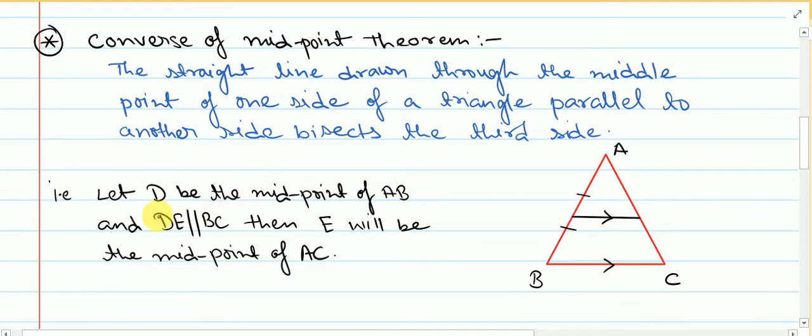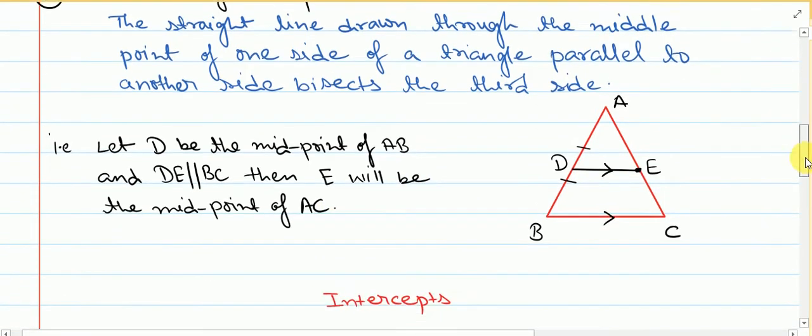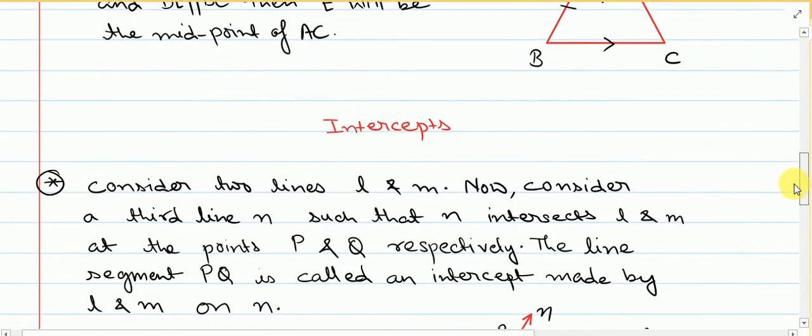Okay, so in short we can say, suppose here we mention D and here E. So let D be the midpoint of AB, and we are drawing DE parallel to BC. Okay, then in that case your E, this point, will be the midpoint of AC. Okay, so you will write down in your maths copy. Clear?